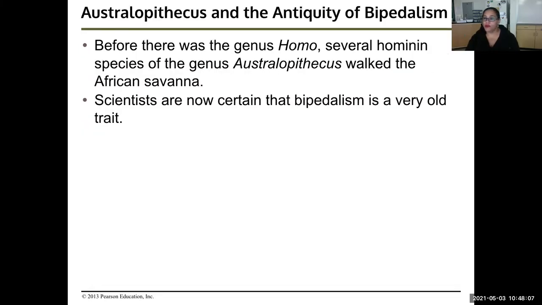Before there was the genus Homo, we are Homo sapiens. Several hominin species of the genus Australopithecus walked the African savanna. So scientists are certain that bipedalism is a very old trait. It didn't just evolve with humans or the Homo sapiens. It evolved millions of years ago with our ancestors.